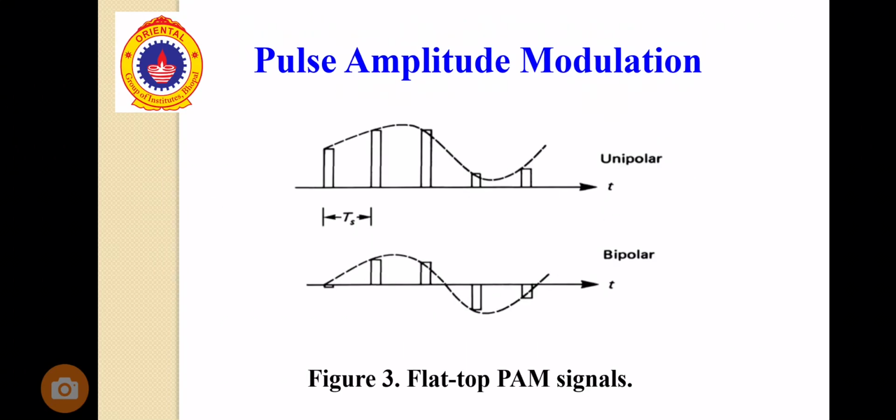This is the diagram of unipolar and bipolar PAM, pulse amplitude modulated signal. As we all know, unipolar is above the axis, bipolar is above and below the axis.